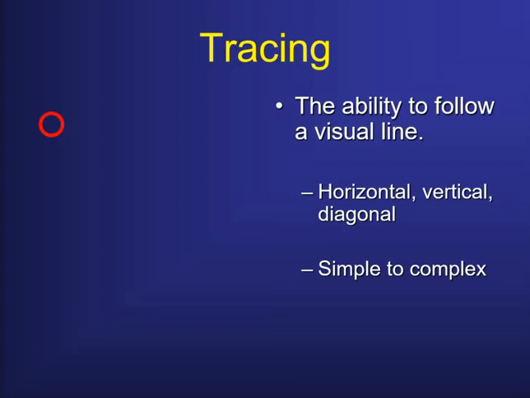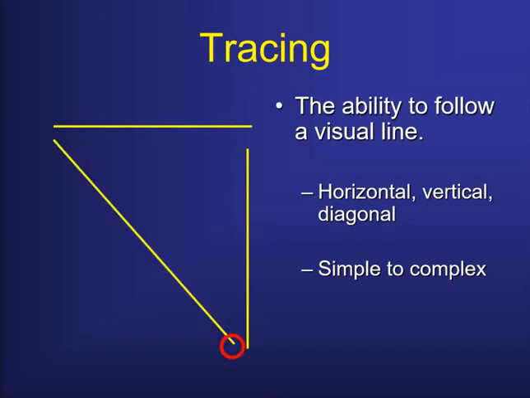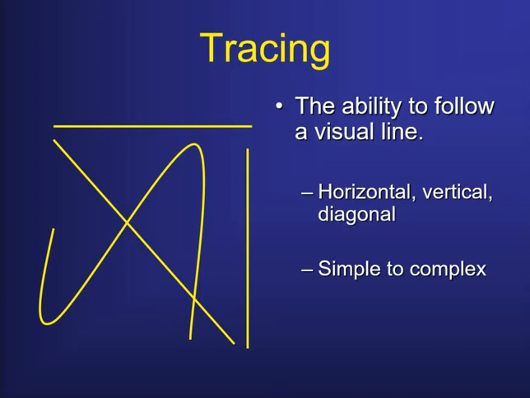Visual tracing is the ability to follow a visual line. People trace horizontally, vertically, and diagonally. Instruction should go from simple to complex.